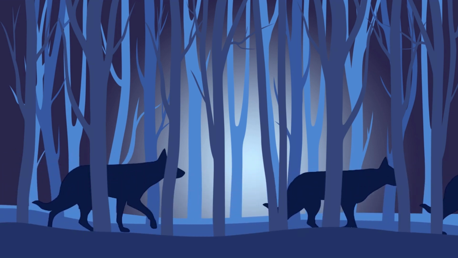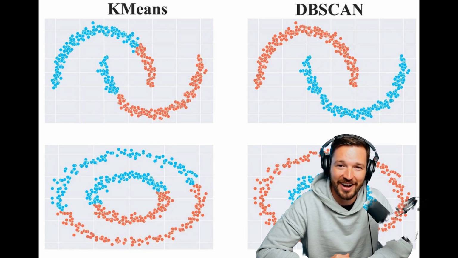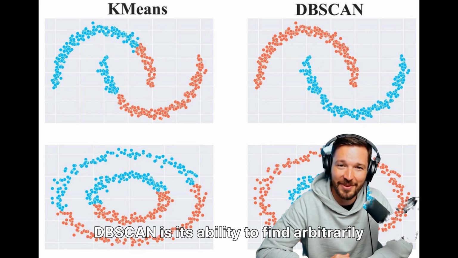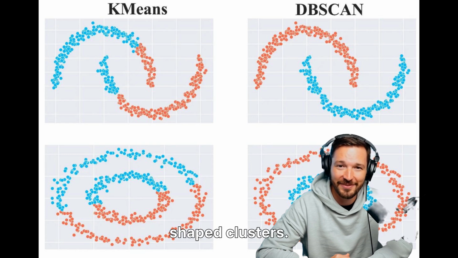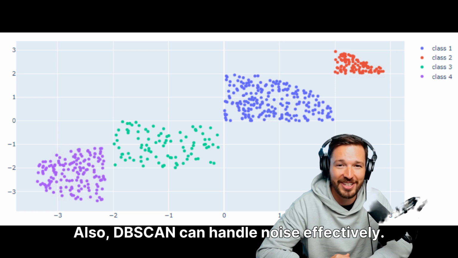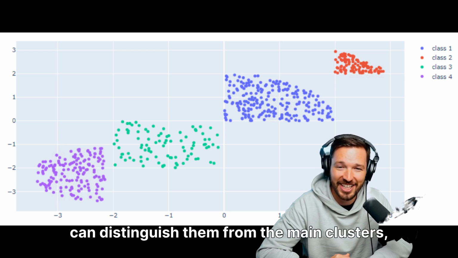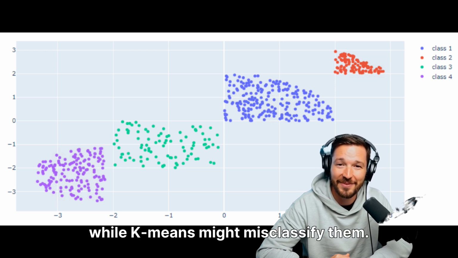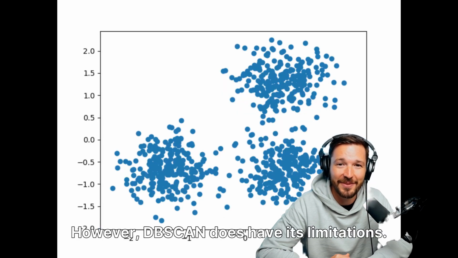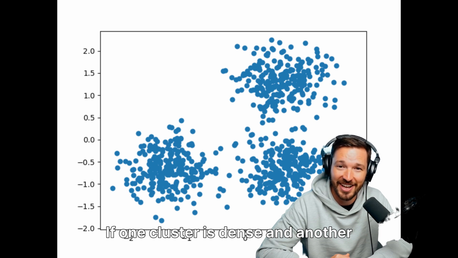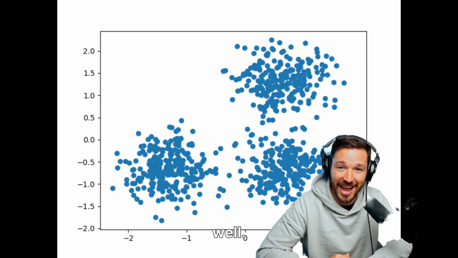Now, how does DBSCAN compare to other clustering methods like k-means? Well, one of the biggest advantages of DBSCAN is its ability to find arbitrarily shaped clusters. K-means, on the other hand, works best with spherical clusters. Also, DBSCAN can handle noise effectively. If you have data with outliers, DBSCAN can distinguish them from the main clusters, while k-means might misclassify them. However, DBSCAN does have its limitations. For example, it can struggle with clusters of varying densities. If one cluster is dense and another is sparse, DBSCAN might not perform as well.